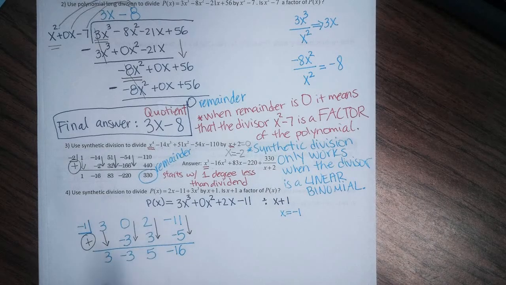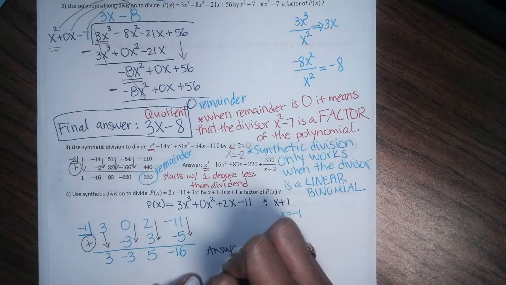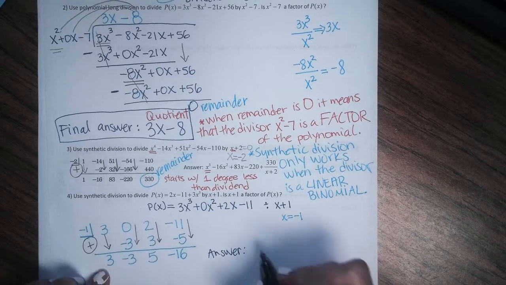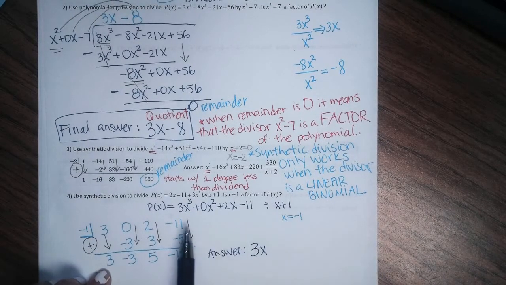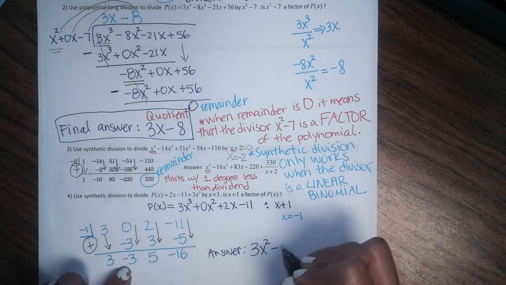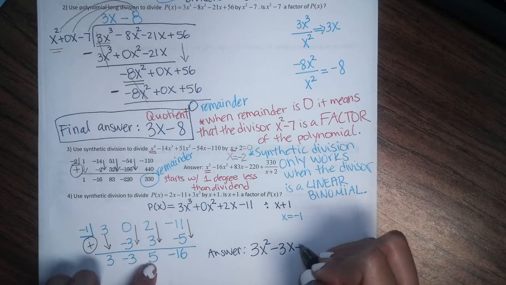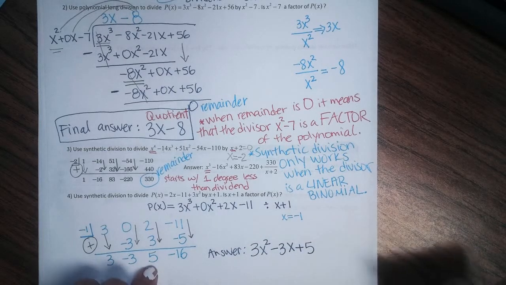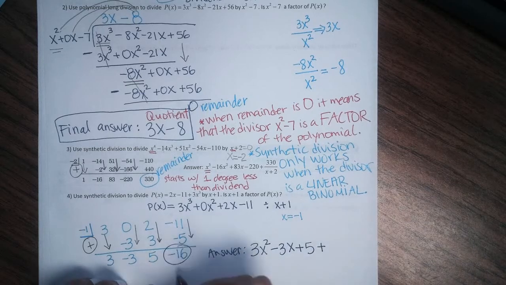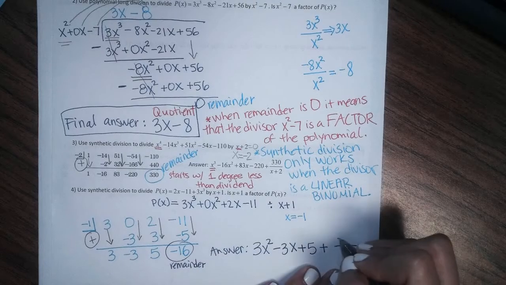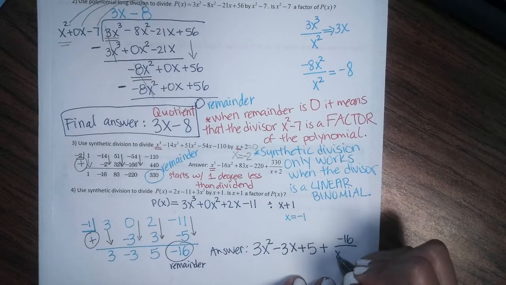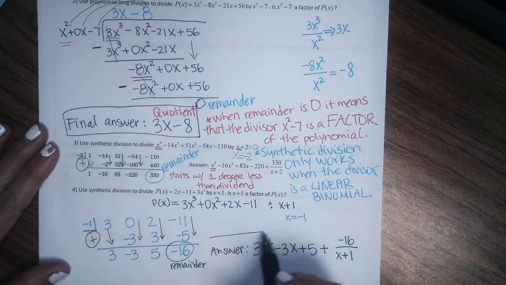So let's try that on example 4, and then I'll pause for questions. So example 4, answer. I'm going to start with the 3 here. X to the, it needs to be 1 degree less than what we started with. So we started with x cubed, so this would be x squared. Minus 3x. I'll answer questions in a minute. Plus 5. Plus this last number is always the remainder. So here the remainder is just negative 16 over the divisor. So that would be how you write it.